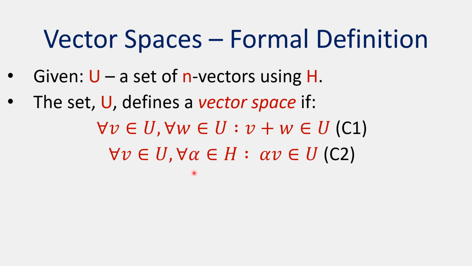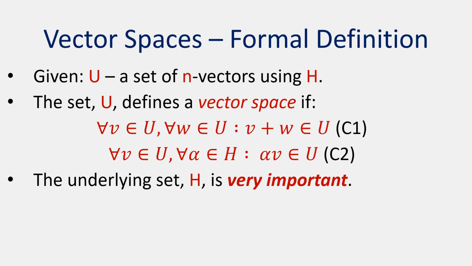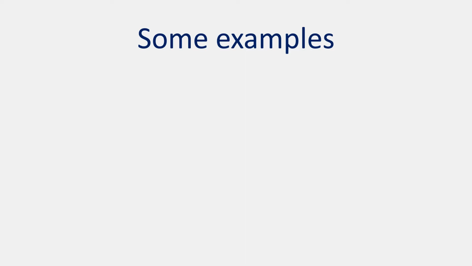So this is the first closure property. Secondly, if we take any vector V in U, any constant alpha in our underlying set of numbers, we multiply the vector V by the constant we've chosen, then once again we get a vector in U. That's our second closure property. Let me stress again, the underlying set H that we choose our constant alpha from, which we form our set of vectors, this is extremely important.